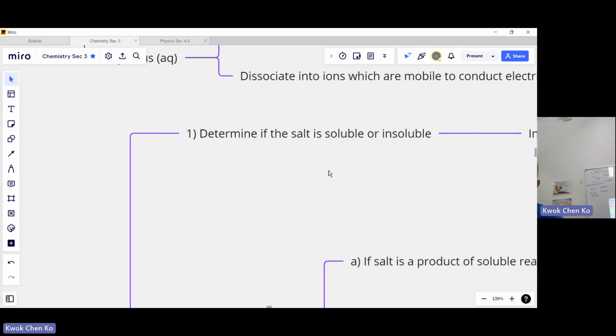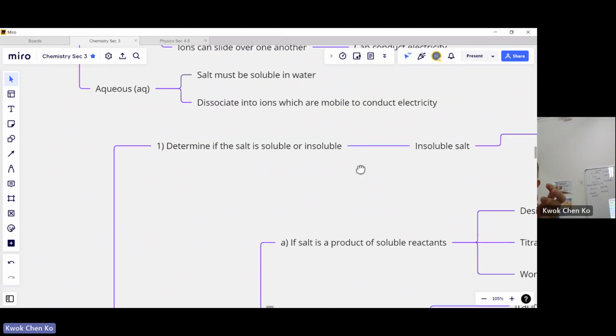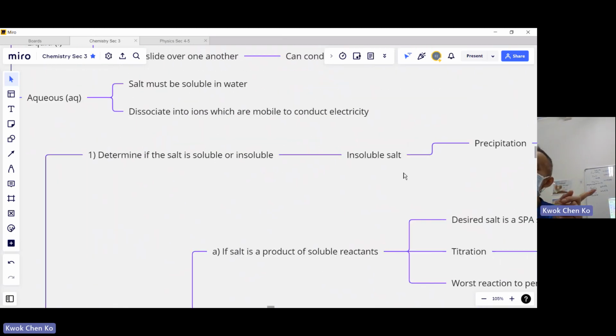So now, if your salt is insoluble, wow, you can celebrate because there's only one method. For insoluble salt, you do precipitation. Very good. Organize your ideas. And that's the easiest, no? Hopefully, it comes up this year. Precipitation.